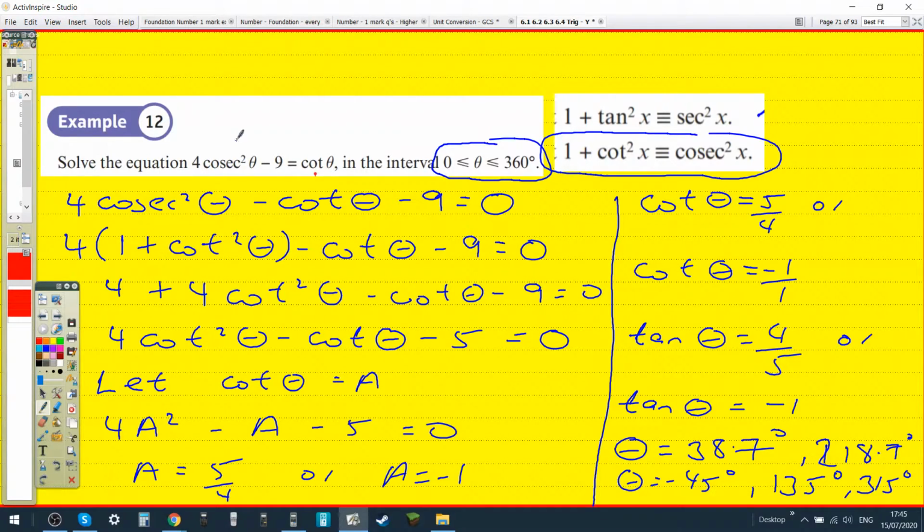Big picture. Replace cosec, in this case cosec squared theta, with 1 plus cot squared theta. So you have cot squared theta, you have cot theta, and some number, and so it ends up being a quadratic. And then you solve it the normal way. Watch out for this one. So I let cot theta be equal to a, and then I unlet a back into cot theta. Watch out for that bit. Any questions about that? No.